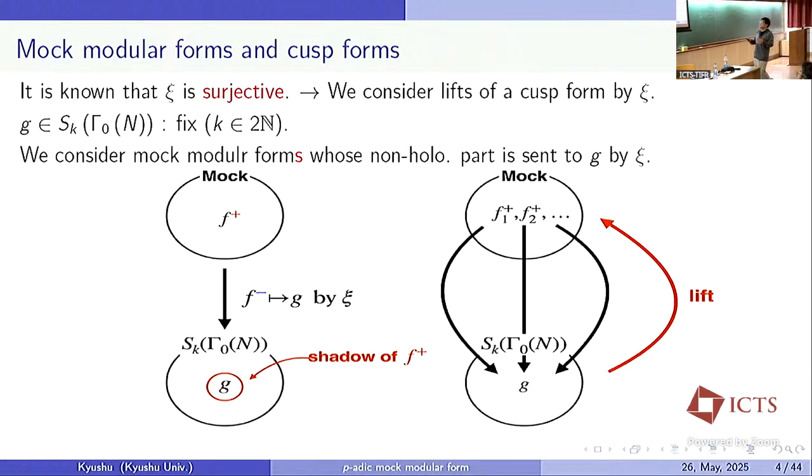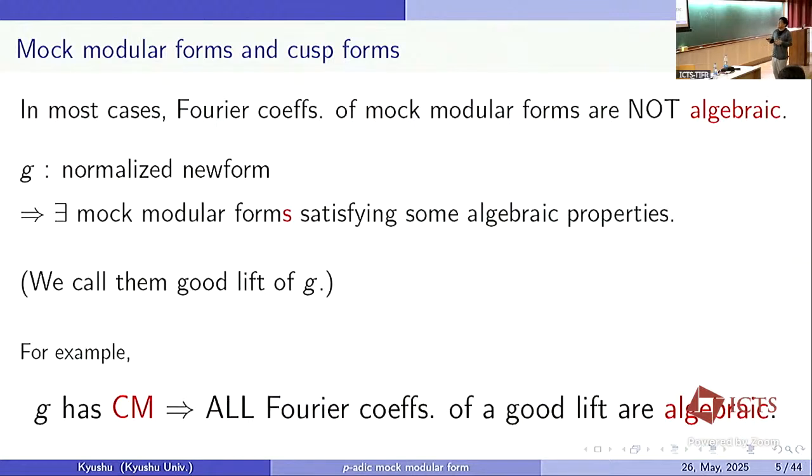Okay? And we note that this lift is not uniquely determined by g. There are many mock modular forms corresponding to g. And in most cases, the Fourier coefficients of mock modular forms are not algebraic. More precisely, if a mock modular form has even integer weight, then its Fourier coefficients are not algebraic in general. And our lift of cusp forms always has even integer weight.